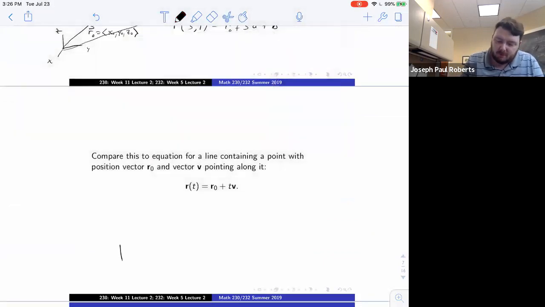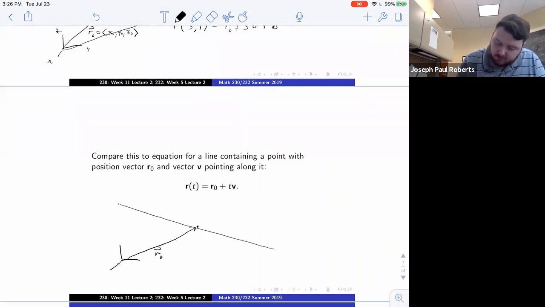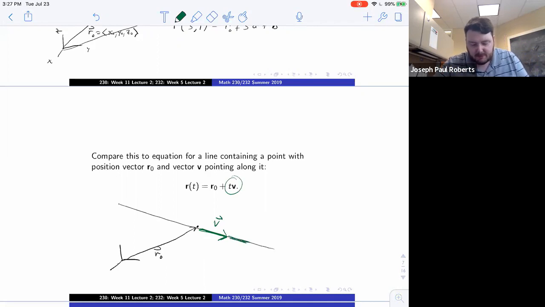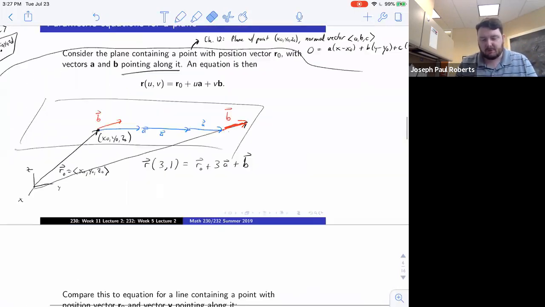And the cool thing is that it looks very familiar to how we did lines back in chapter 13. So remember when we were talking about, let's say, this line, the whole idea is that this would be your starting point r naught, and then maybe this green vector v points along the line. There's only one direction that points along this line, and so you could add any multiple of vector v. For example, you could add 2 copies of vector v and get another point on the line, and so on and so forth.